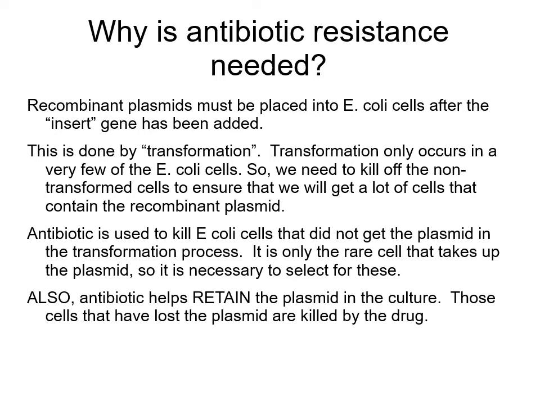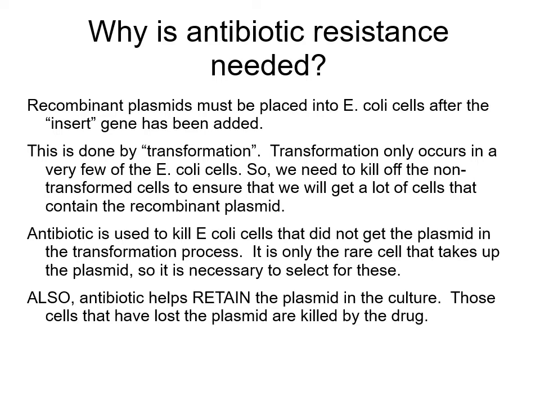So our recombinant plasmid is going to contain at least one gene encoding a protein that allows the cell to survive the presence of a drug. Now, typically, that will be ampicillin, but there are others that are also used.